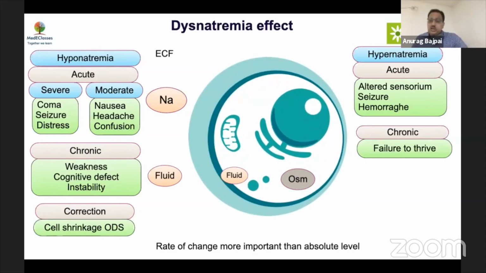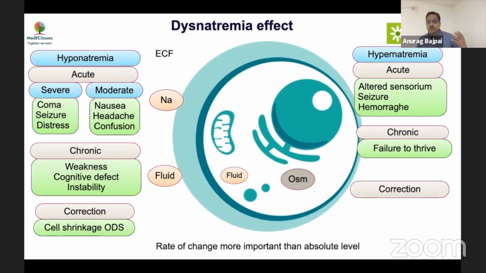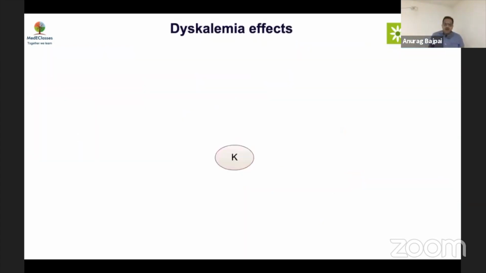So chronic presentation is with failure to thrive, dehydration, fever, typically for nephrogenic DI. And if you treat it inappropriately, you will have cerebral edema. So hypernatremia causes cell shrinkage and hemorrhage in the acute state. Correction causes cerebral edema. And this is something you have to be wary about.